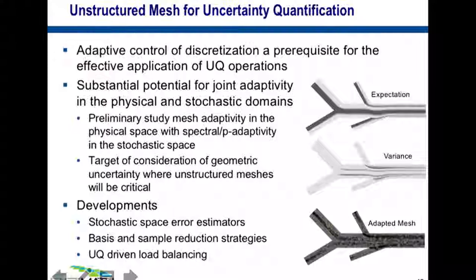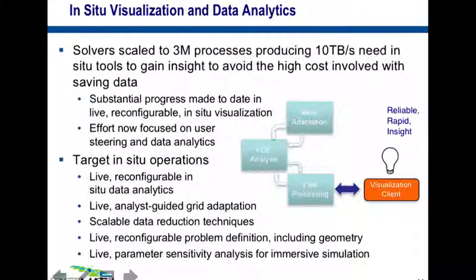Activities that are underway now on bringing unstructured mesh activities and coupling them with uncertainty quantification is to be able to do joint adaptivity and to really balance that joint adaptivity. So we'll do unstructured mesh adaptation in the physical domain as well as spectral p-type adaptivity in the stochastic spaces to be able to more effectively carry out the UQ operations. And that is being applied to problems where you've got geometric uncertainties and want to be able to account for those. And unstructured meshes are nice for when you have to deal with variable geometry. Some of the additional developments will be specific error estimators within that, as well as reduction of spaces.